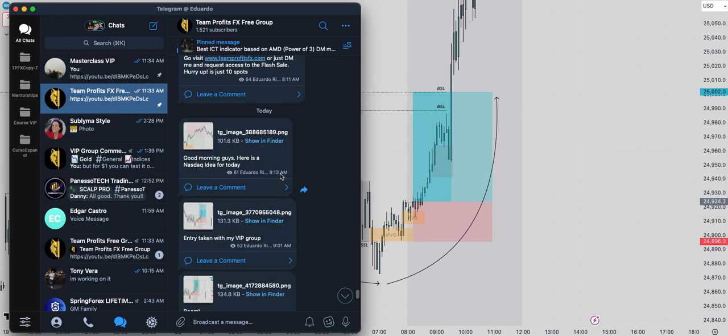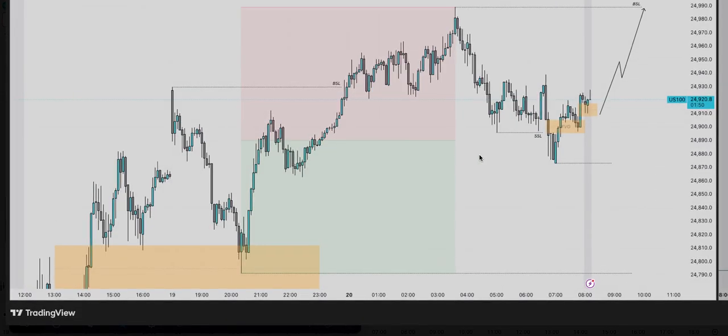But I sent this at 8:13. So I gave them the idea, right? I was expecting price to push up. This is what you will normally see on my free group. I don't send an actual signal. I send the idea, right?